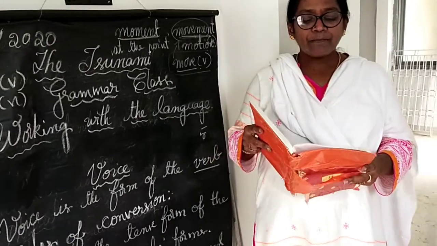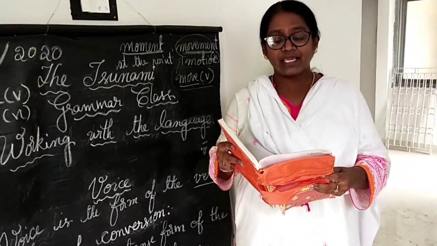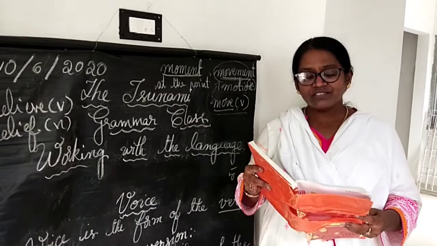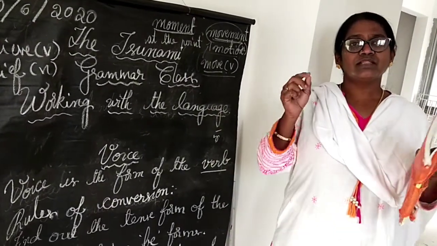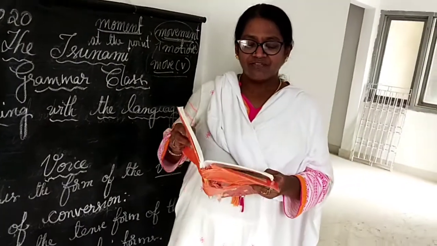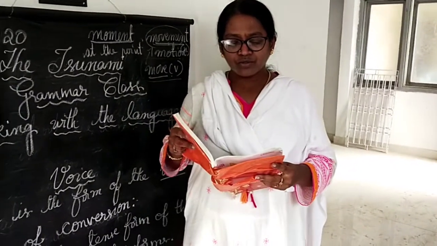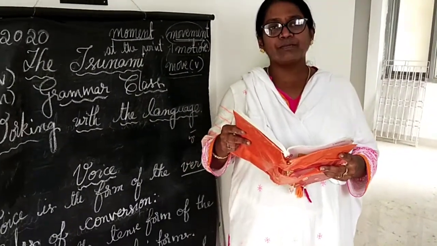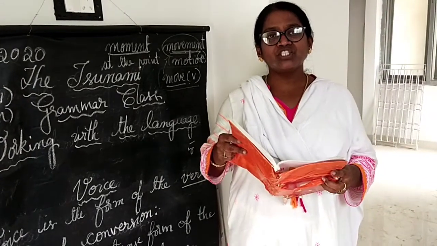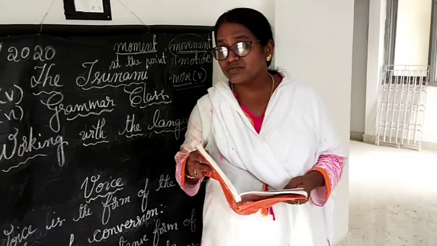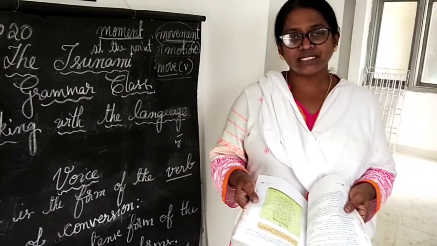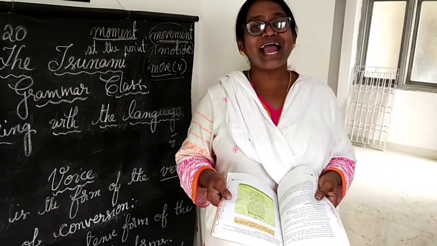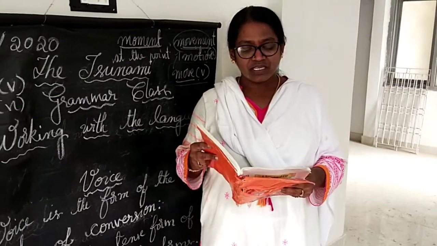Now, compare the sentences in A to the ones in B. Who is the doer of the action? As I told you, the doer of the action is always the subject. In every case, is the doer mentioned in A or B? The doer is not mentioned in A, but the doer is mentioned in B. So wherever the doer is mentioned, all those sentences are noted to be active sentences.